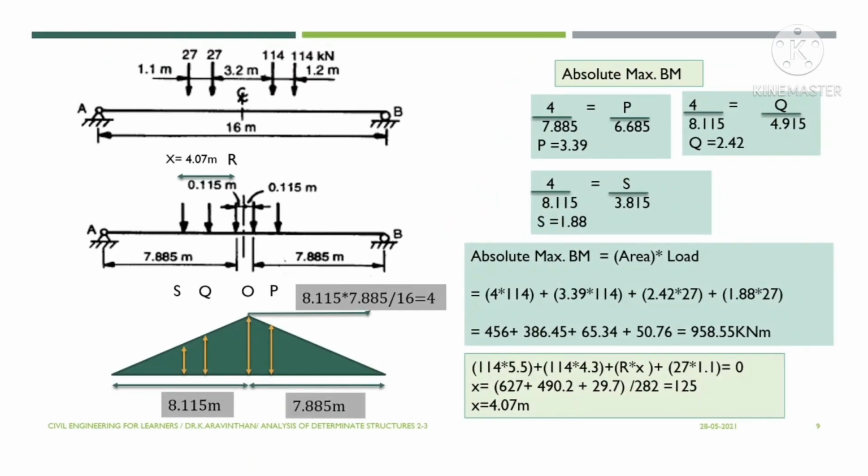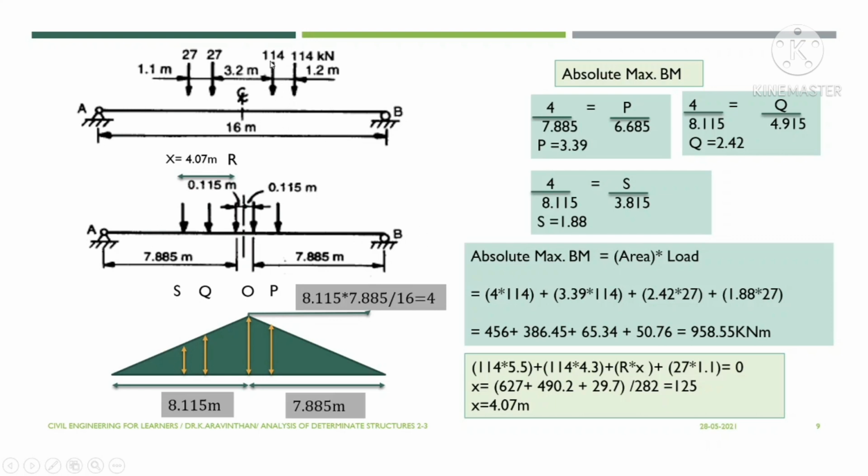And next thing, if you want to find absolute maximum bending moment, first you have to find the resultant force, and you have to place the load at equal distance from the center of the span. So now let us find this. We know the center of the span will be at 8 meter. So this is the center of the span. Total is 16 meter, so from the center you will be having 8 meter and 8 meter.